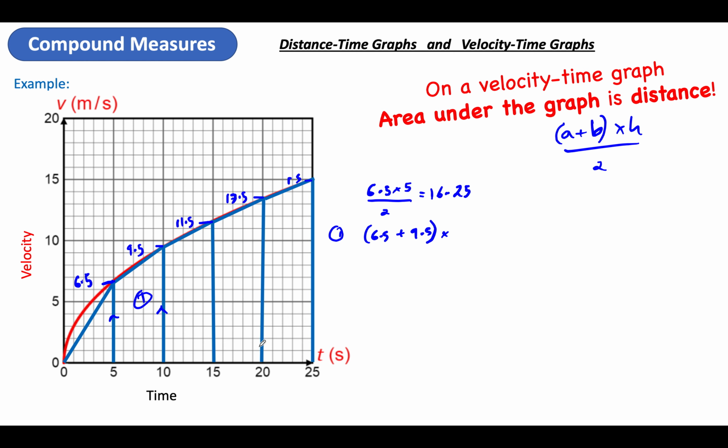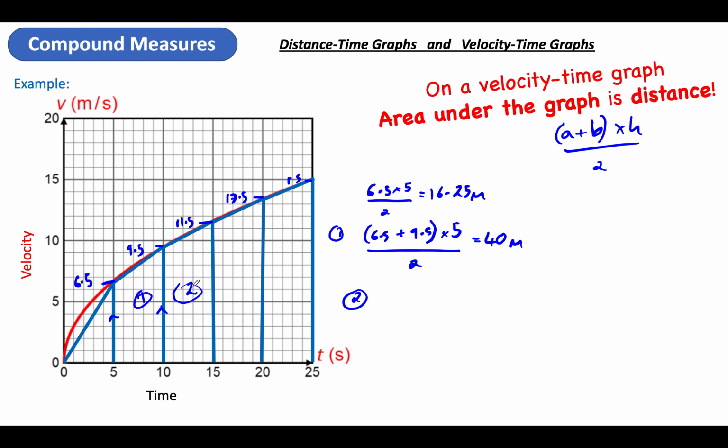Well, all of my trapeziums have got a distance, a width here of 5. So the height of each of my trapeziums is 5. 6.5 plus 9.5, times it by the width of 5, then halve it. So that first one, number 1, has an area of 40. So that's 40 meters.